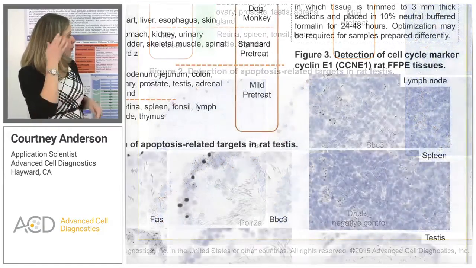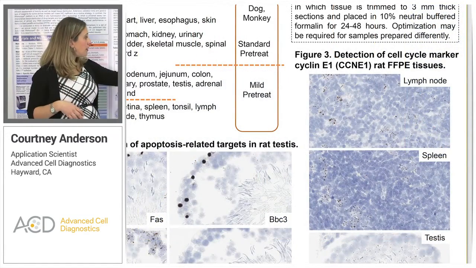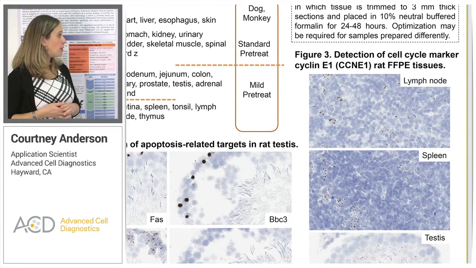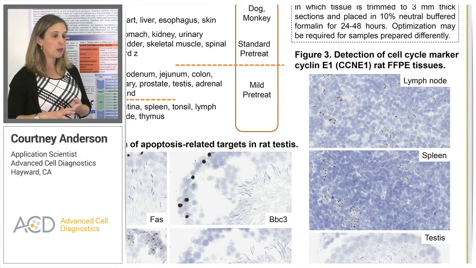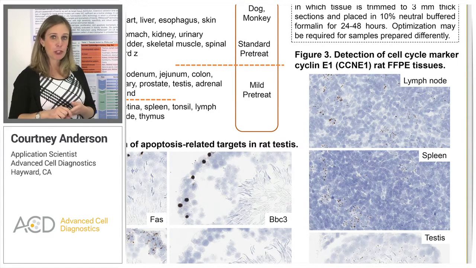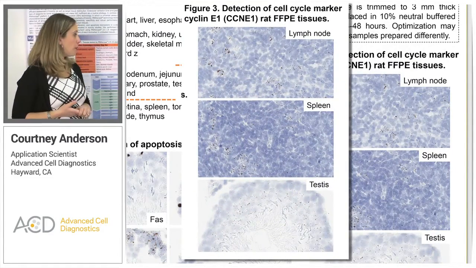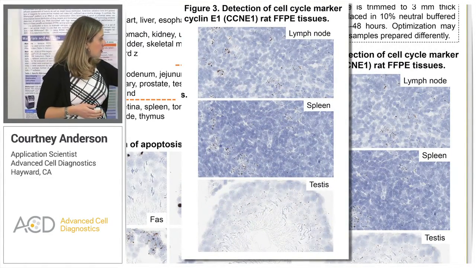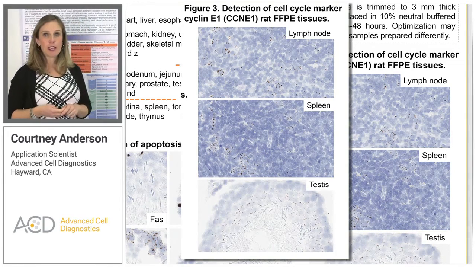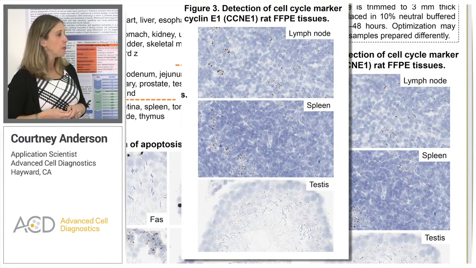For the next experiment, we looked at the cell cycle marker, Cyclin E1, in the rat tissues. We looked at lymph node and spleen, which were performed with mild pretreatment, and then we looked at the rat testes, which was performed with standard pretreatment. And we have very nice specific expression of Cyclin E1 in all 3 of these tissues.